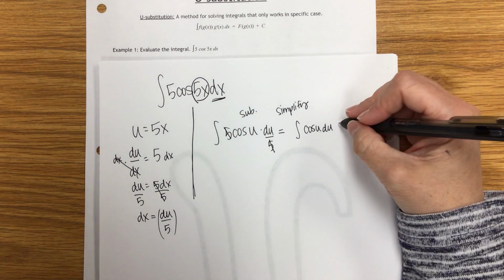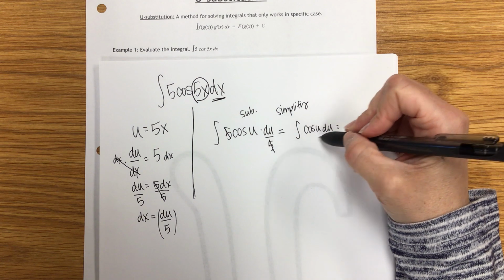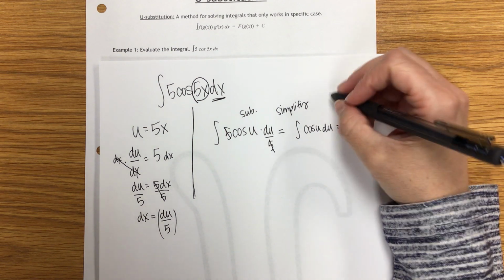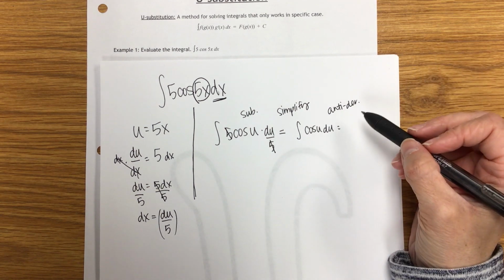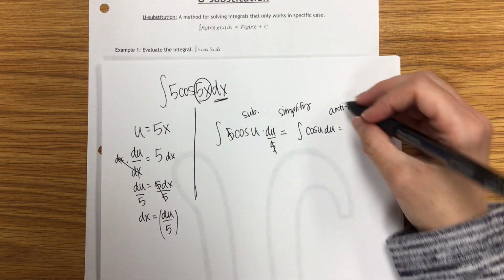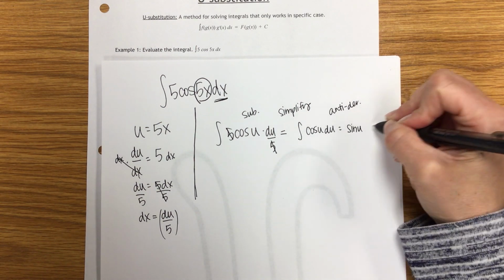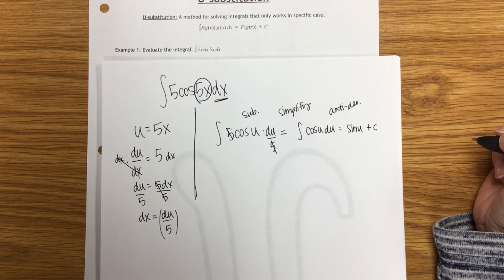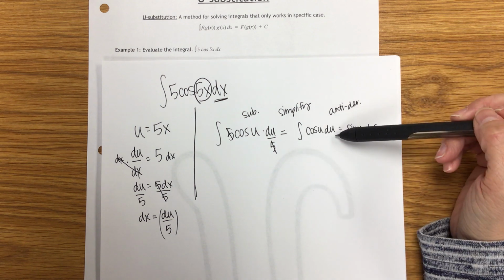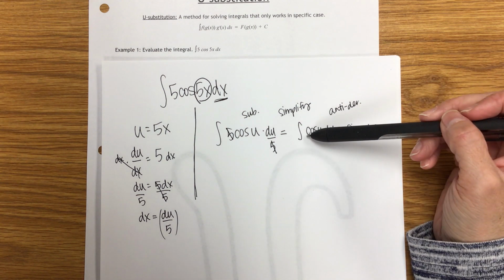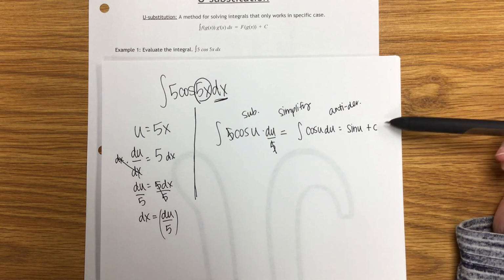The next step is, now that I have the antiderivative of cosine of u du, I can just do the antiderivative using the skills that I learned earlier in the chapter. What's the antiderivative of cosine of u? Sine of u plus c. So I basically had a pretty simple antiderivative because of the substituting that I did. I could do cosine of u, make it sine u plus c, almost done.